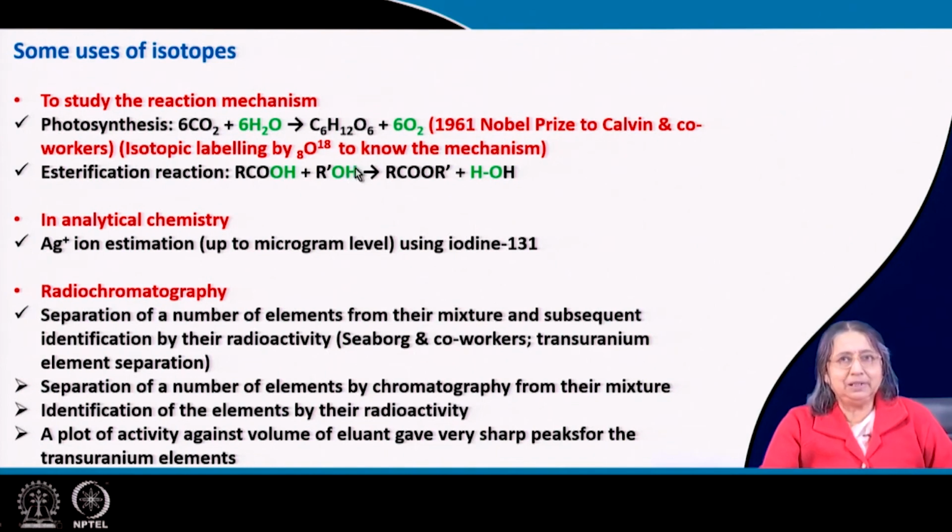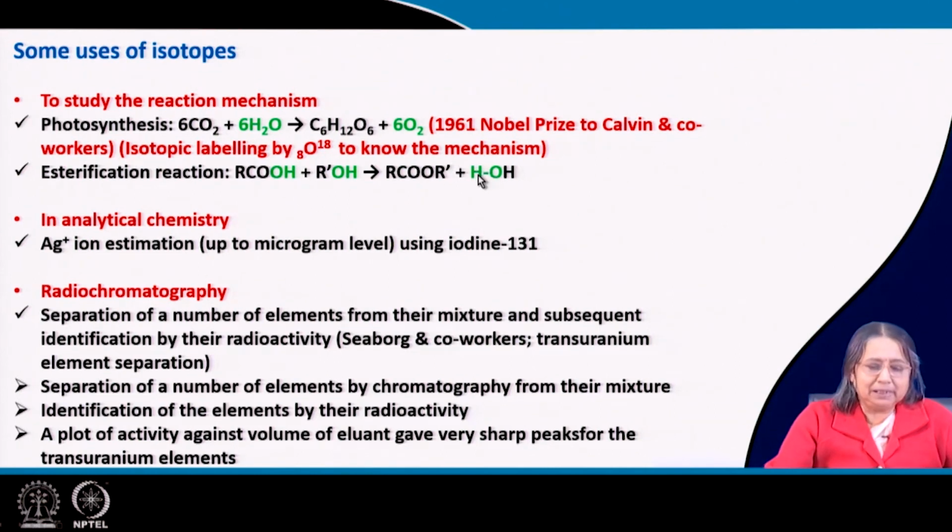So, this also can be done by isotopic labeling. For example, you label this oxygen as O18, and then you find out whether the water that is produced contains O18 or not. If you see that it contains O18, then this OH is forming the water. But if you see that there is no O18, then the OH is coming from the other one.